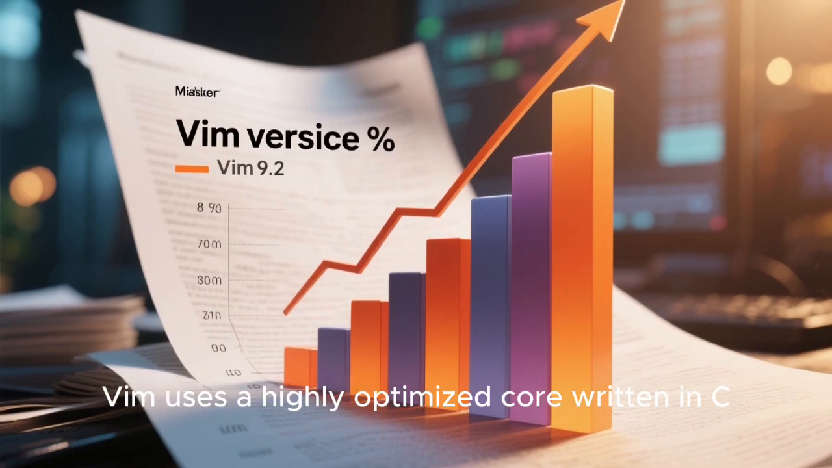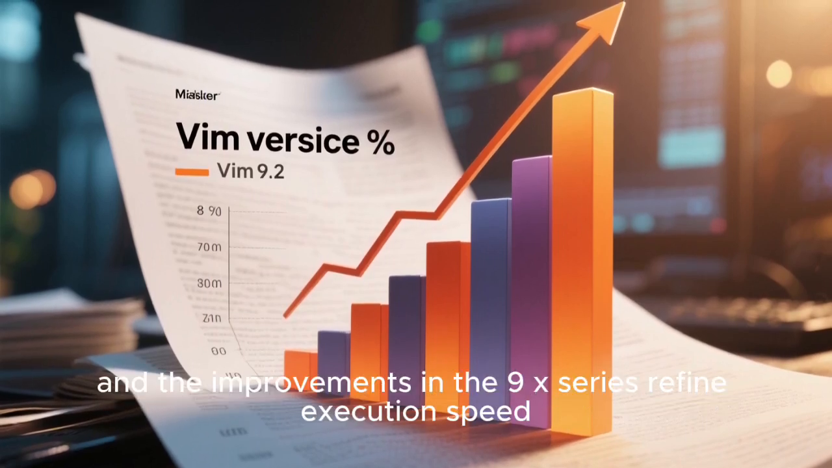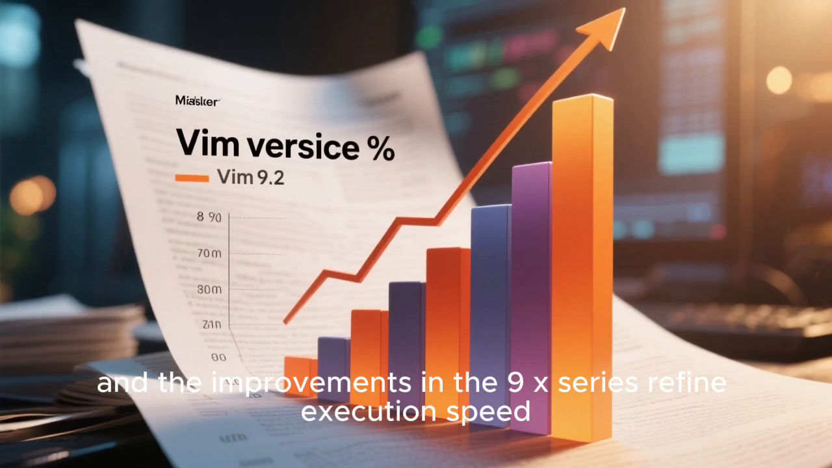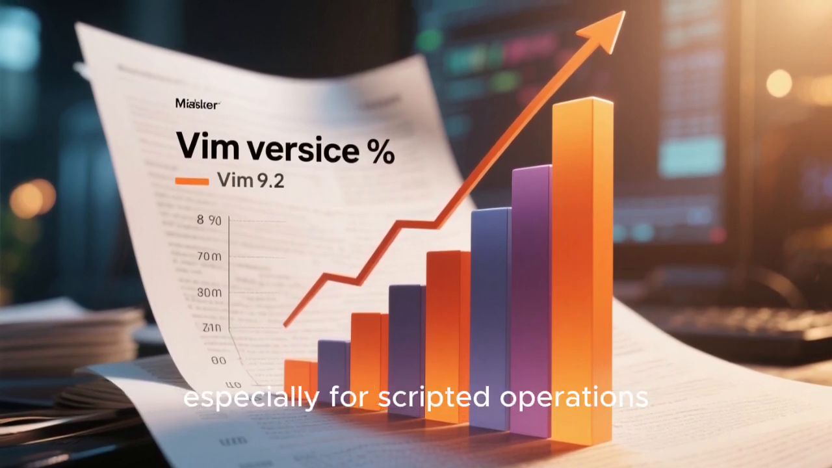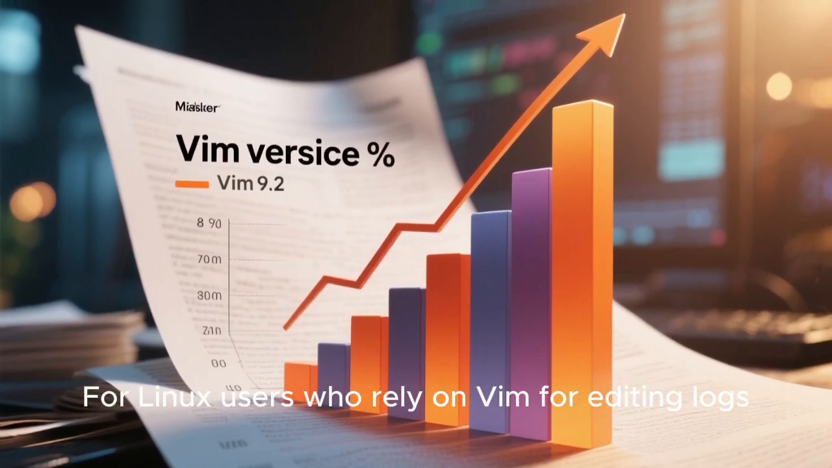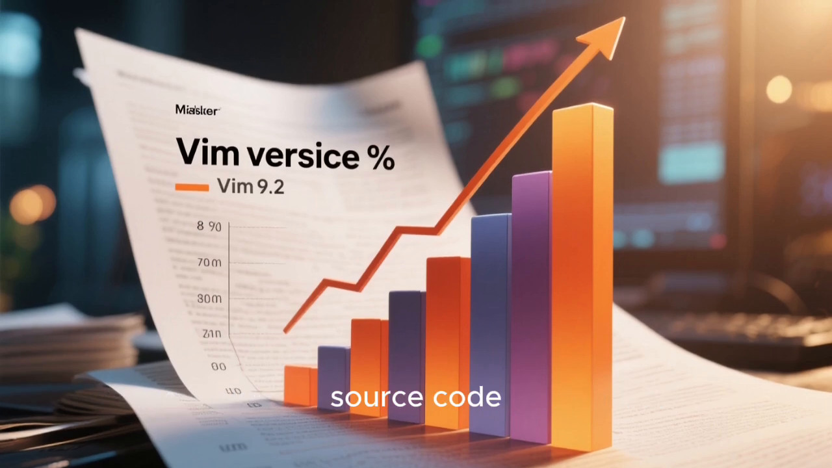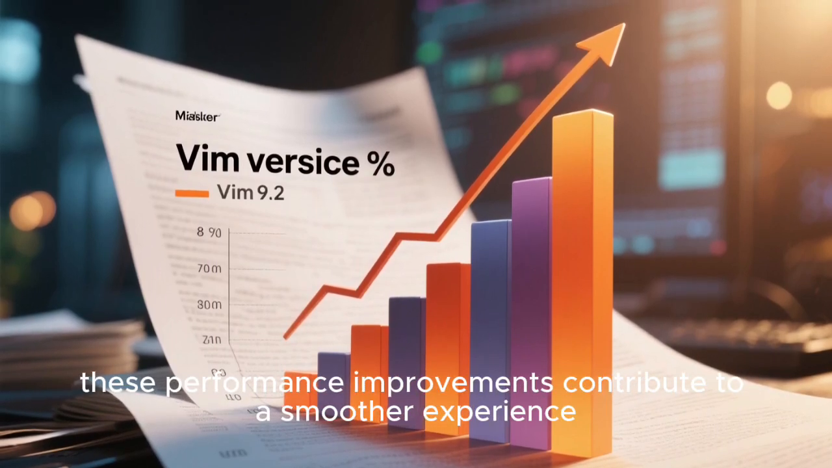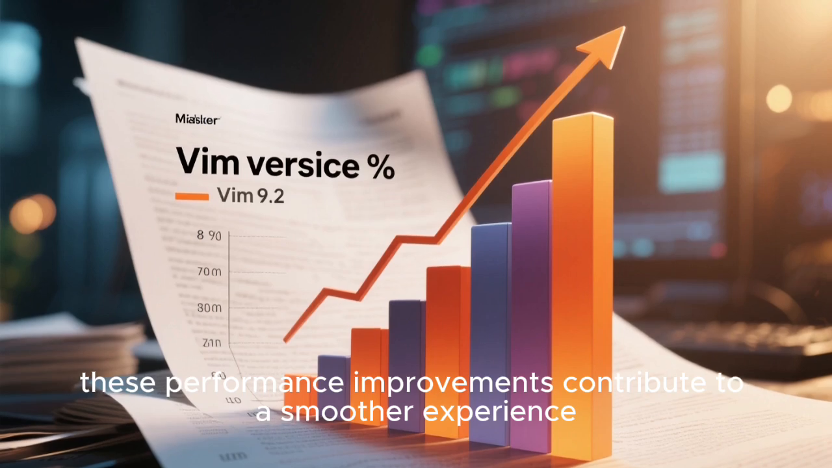Vim uses a highly optimized core written in C, and the improvements in the 9.x series refine execution speed, especially for scripted operations. For Linux users who rely on Vim for editing logs, source code, or configuration files in production environments, these performance improvements contribute to a smoother experience.